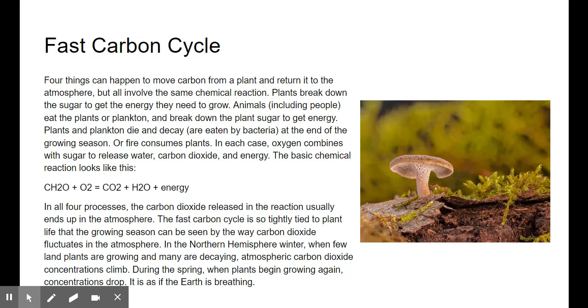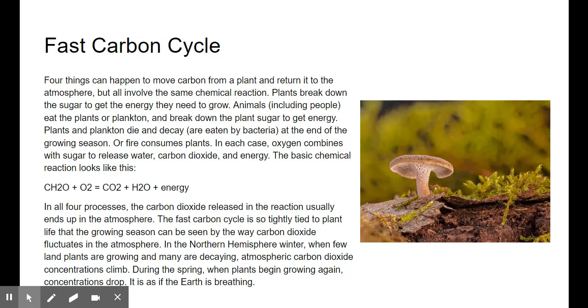4 things can happen to move carbon from a plant and return it to the atmosphere, but all involve the same chemical reaction. Plants break down the sugar to get the energy they need to grow. Animals, including us, eat the plants or plankton and break down the plant sugar to get energy. Plants and plankton die and decay and then are eaten by bacteria at the end of the growing season, or fire consumes plants. In each case, oxygen combines with sugar to release water, carbon dioxide, and energy.